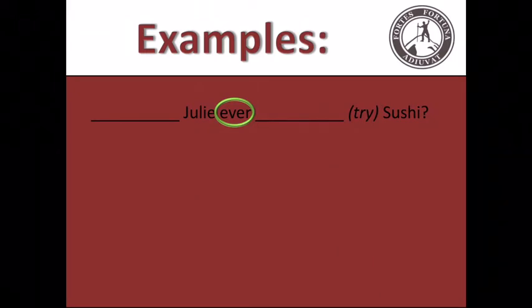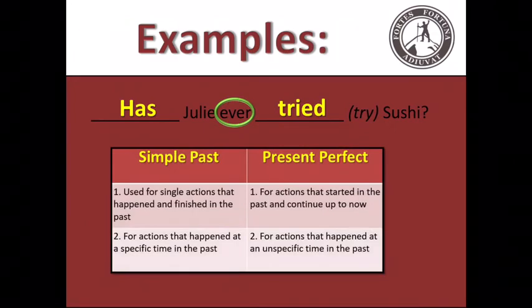And as we know, in questions, our auxiliary verb goes before the subject. And what is our auxiliary verb for present perfect? If you don't know, go and check your tutorials 1 and 2. We're going to use has. Has Julie ever? And then we need to put our verb in past participle. Try in past participle is tried. Has Julie ever tried sushi? So if we look at the functions of these, we have used present perfect. Why? Because it's an action that happened at an unspecific time in the past.